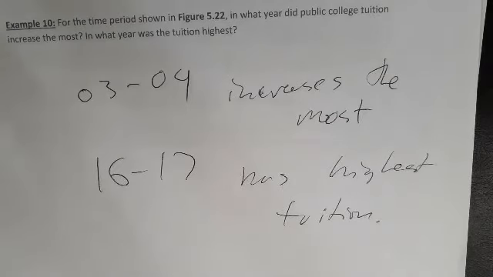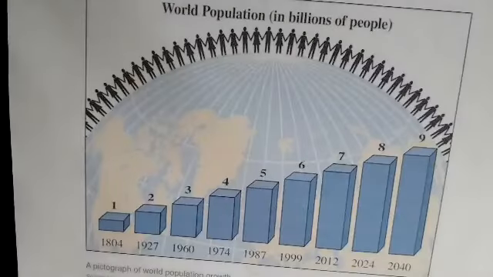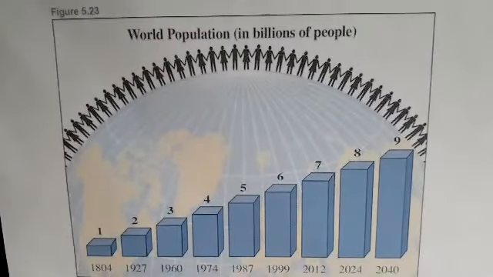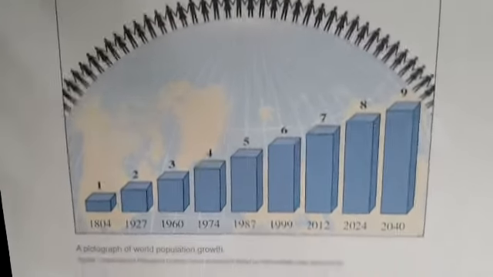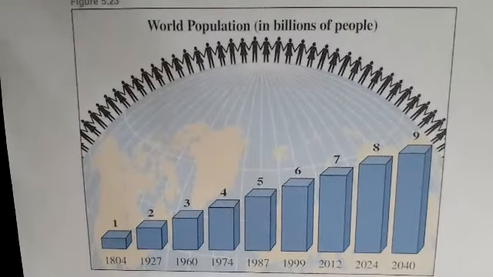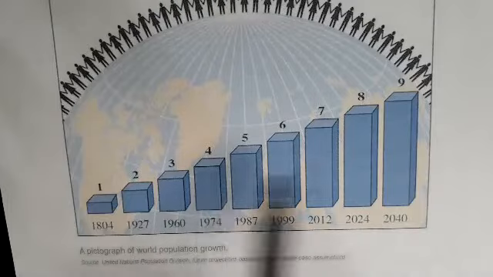All right, and then the final graph we want to look at is a pictograph. Sometimes they like to put a bunch of pictures and graphics on a graph. Sometimes they're meaningful, sometimes they're not so meaningful. So we want to look at this graphic. It says world population in billions of people. We see all these people, we see the earth, we see all these good graphics, we see this little bar chart.